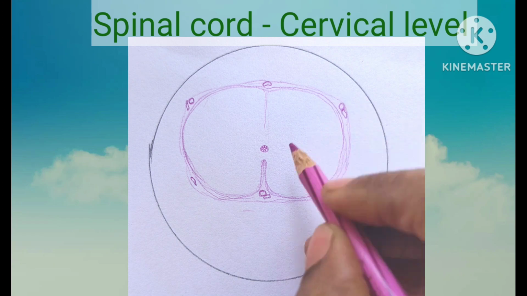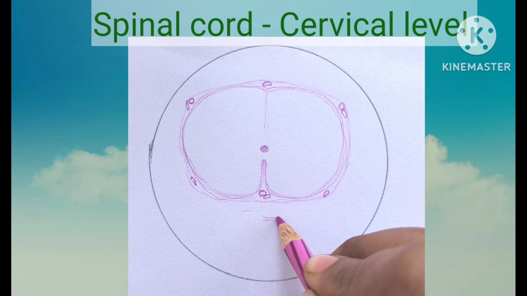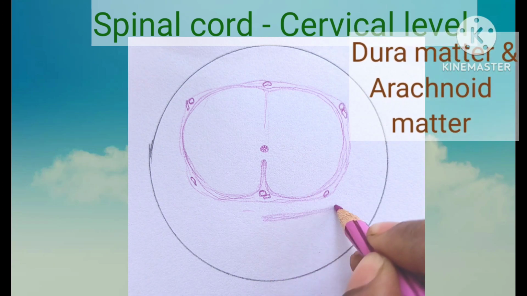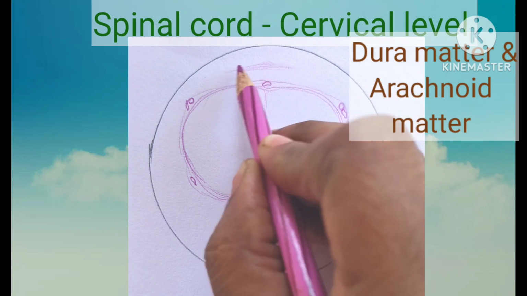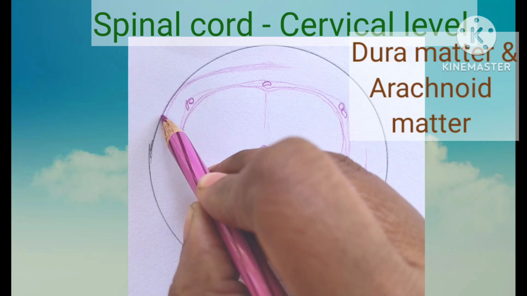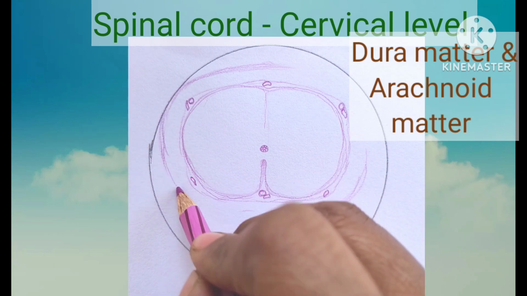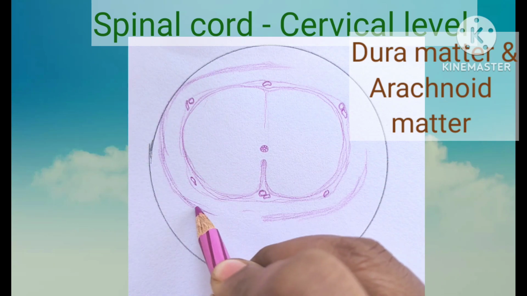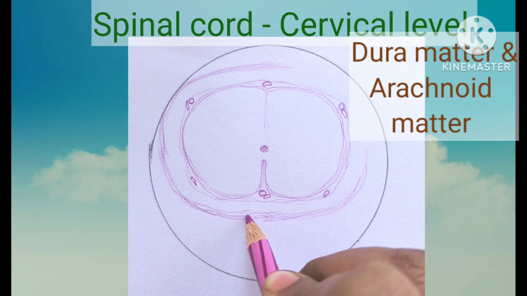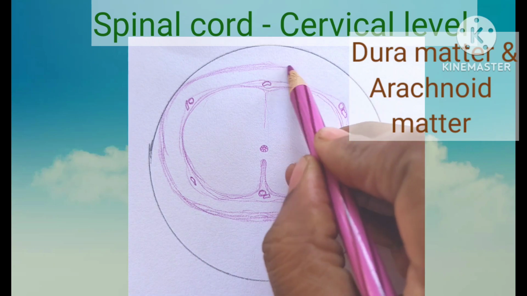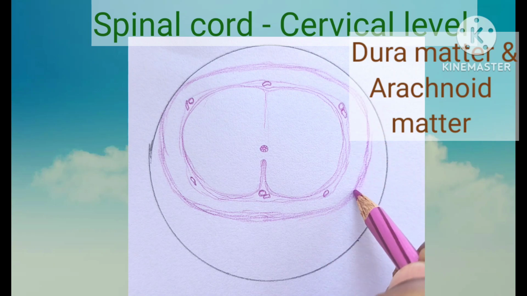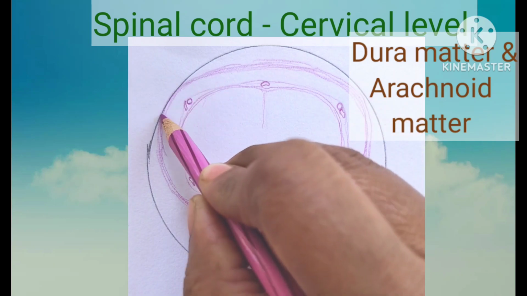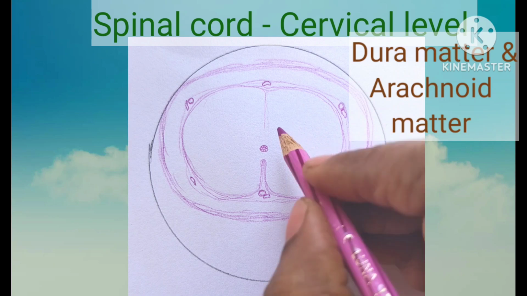We have to draw the section of the anterior median fissure, posterior median septum, covered by the pia mater and the vessels. Then we have the subarachnoid space. Then we have the outer arachnoid mater and dura mater. The gap between arachnoid and dura is very minimal, it's in millimeters, so it is difficult to make out grossly.